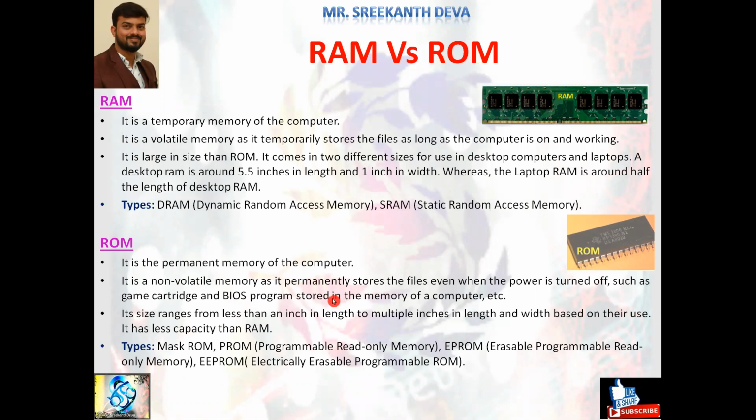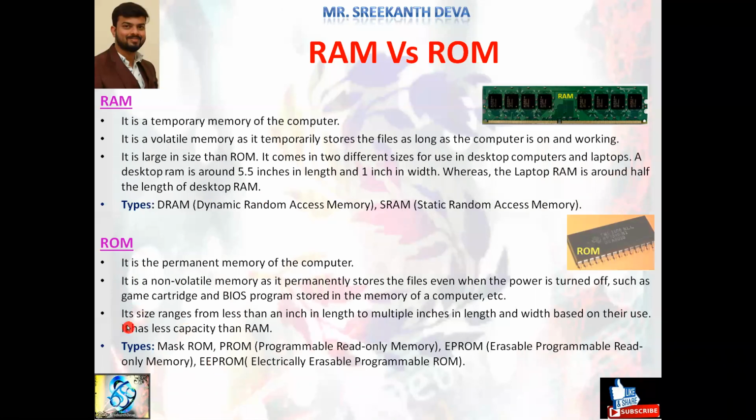This BIOS information, all these instructions, are written in ROM, read-only memory. RAM is larger in size than ROM. It comes in different sizes. Generally, RAM comes in sizes of megabytes, MB, and gigabytes, GB. It comes in two different sizes for use in desktop computers and laptops. A desktop RAM is around 5.5 inches in length and 1 inch in width, whereas the laptop RAM is around half the length of desktop RAM.